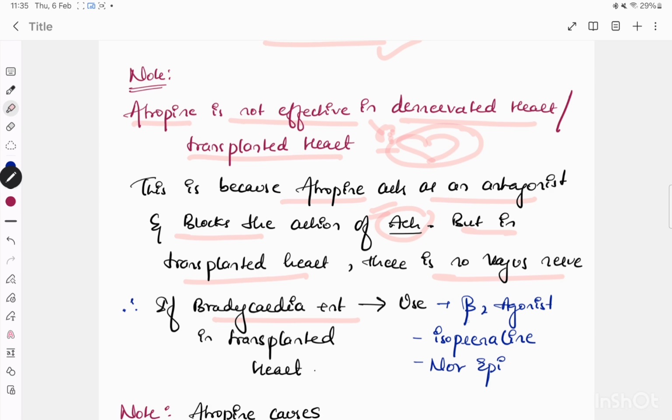Therefore, what do we use? We use a beta 1 agonist, that is isoprenaline and norepinephrine. Yes, so we can give a beta agonist. You don't have to remember the number. You can just give a beta agonist, that is, it can be isoprenaline or it can be norepinephrine.